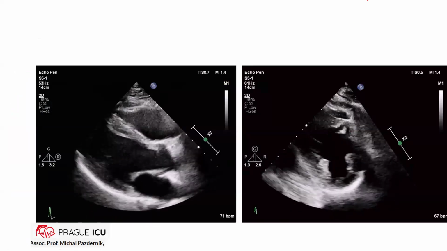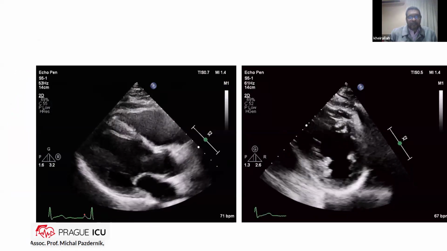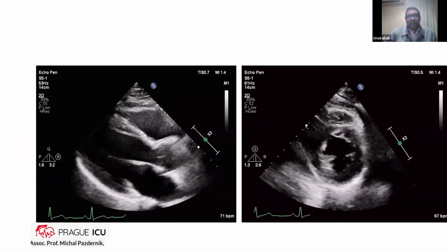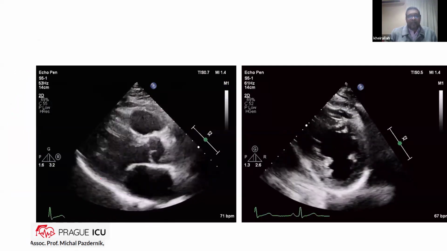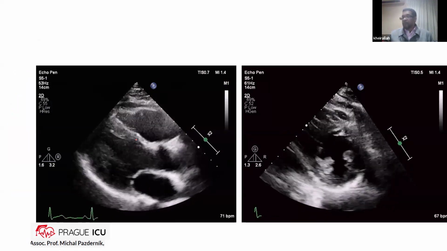Okay. Now I want your participation here. What do you think about this? This is parasternal long axis, and this is short axis. So what do you think about the LV systolic function?